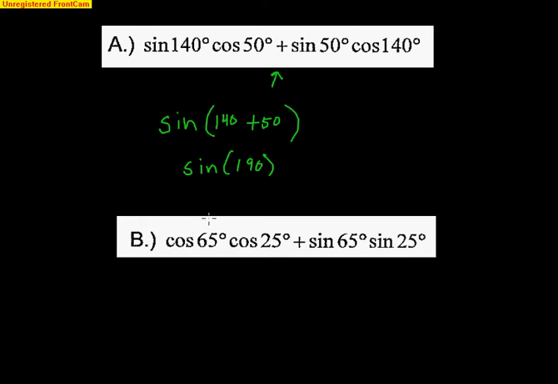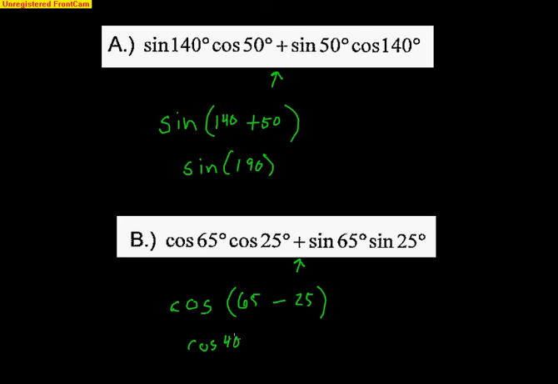Let's try it down here. This is cosine, cosine, sine, sine. That is an obvious cosine formula because of the cosine, cosine, sine, sine. And it's actually subtraction because remember, with cosine it's the opposite of what it says. It says plus, so it's going to be subtraction. So it'd be 65 minus 25, and 65 minus 25 is 40 degrees. So that would be cosine of 40 degrees.